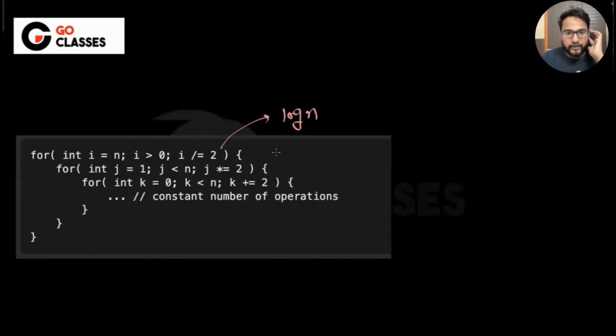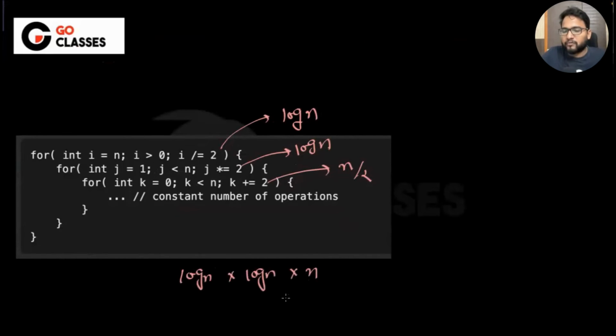I hope that is fine. Here you are multiplying by 2, again log n times. Here you are adding 2, which means n by 2 times, right? So what is the answer? Since this is just a constant number of operations, let's ignore it. So log n multiplied by log n multiplied by n by 2, which is order of n log n square, right? Now tell me, is this theta, big O, or big omega? What kind of notation should I be using here?